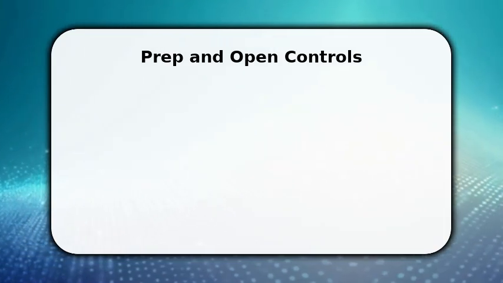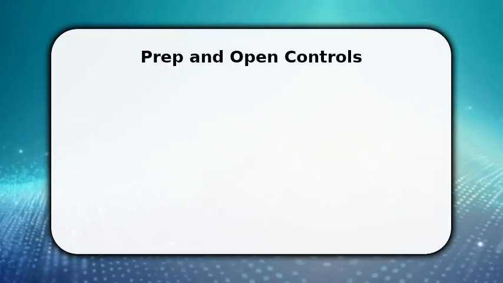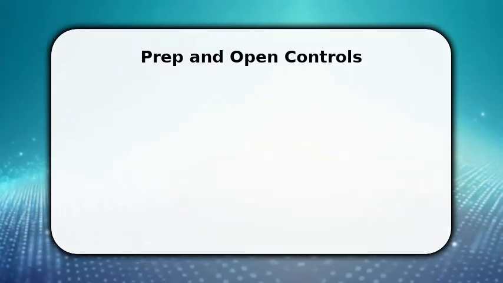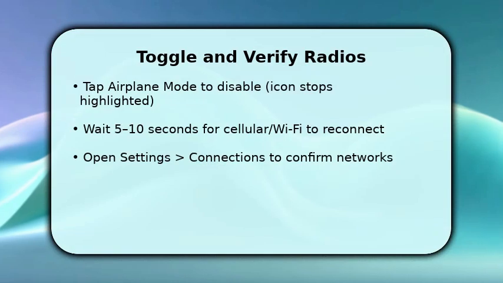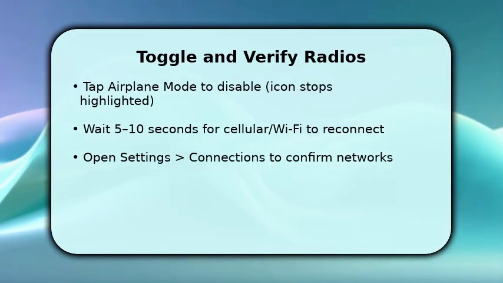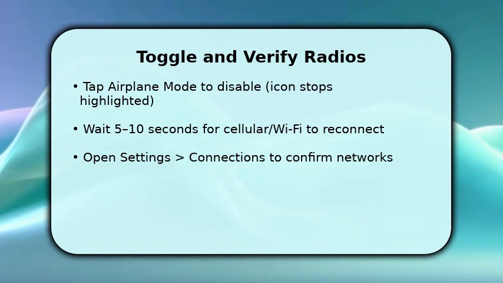Tapping it toggles connectivity. You do this first so radios can be re-enabled cleanly. If you see a highlighted plane, you're ready for the next step. Now you tap the Airplane Mode icon to turn it off. You should see the highlight disappear immediately.